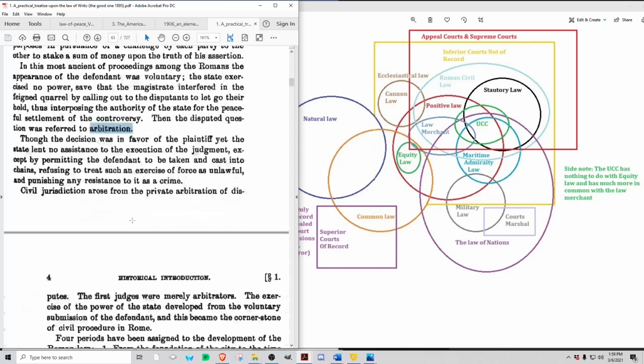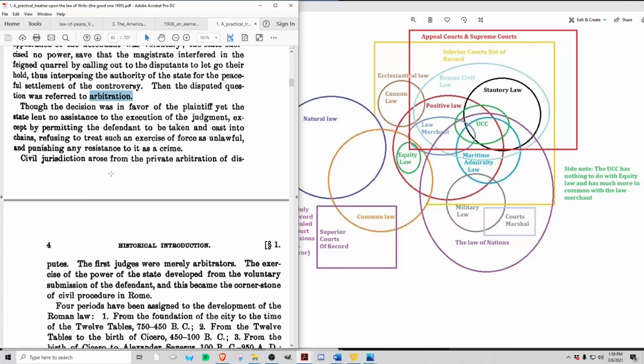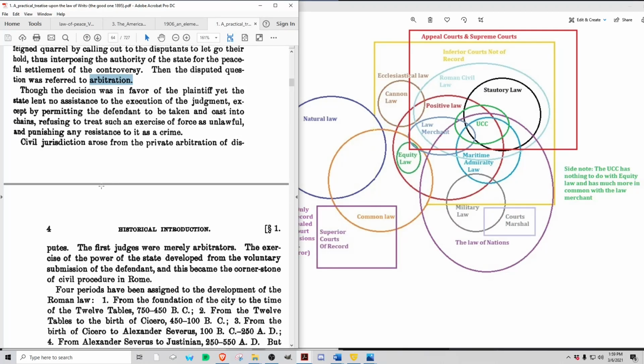Okay? So, to continue. Though the decision was in favor of the plaintiff, yet the state lent no assistance to the execution of the judgment, except by permitting the defendant to be taken and cast into chains, refusing to treat such an exercise of force as unlawful, and punishing any resistance to it as a crime. So, guess what? The plaintiff was the one who went and put the defendant in chains and said, nope, I got you. You owe me, whatever. And you could do whatever you wanted to, literally, to him.